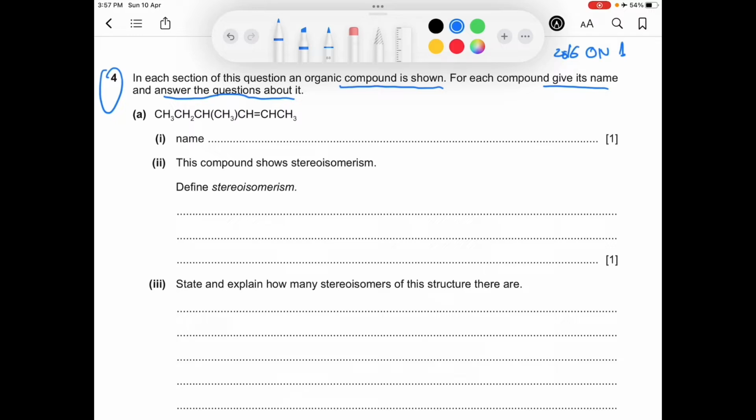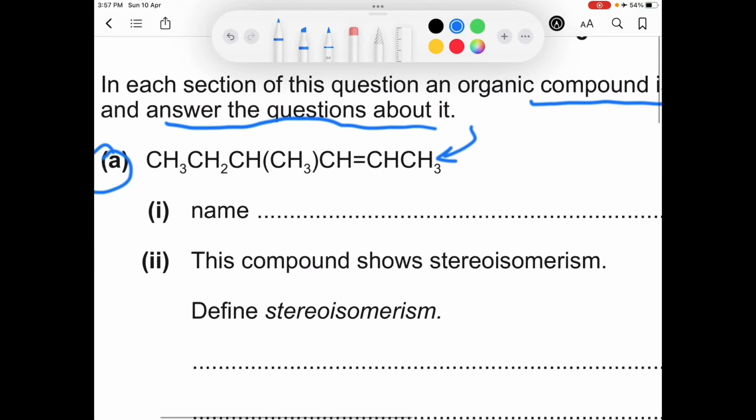So let's start with the first one, which is A. We have to name this compound. So first of all, you notice that you have a double bond in here, and we're supposed to have alkene, by the way. And how can I solve that? We will start counting the number of carbons from the closest double bond. So we notice that we have 1, 2, 3, 4, 5, 6.